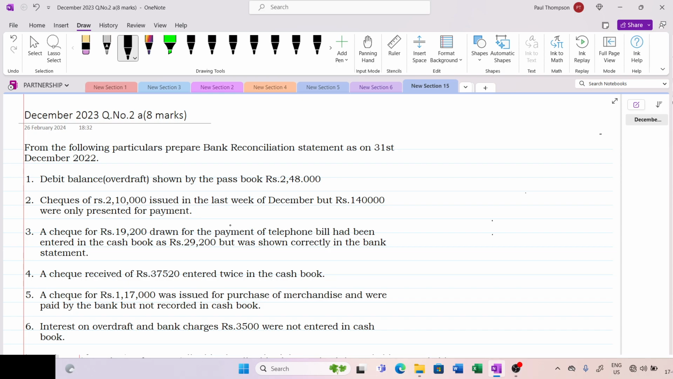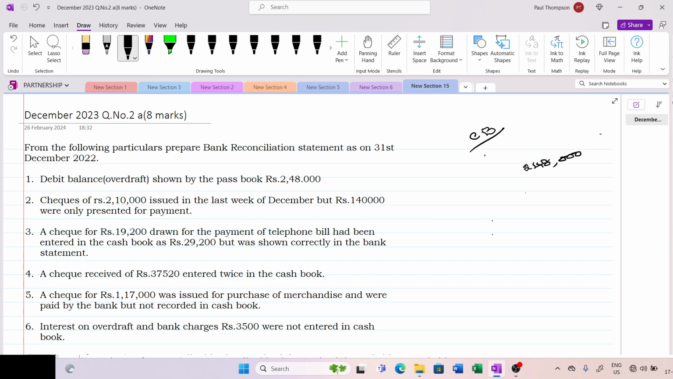Here they have given the balance as per passbook as 2,48,000. So we are going to write it here in your BRS. You write it as balance as per passbook. This is overdraft 2,48,000. So now your target book is the cash book. So now you have to think from the point of view of the cash book.